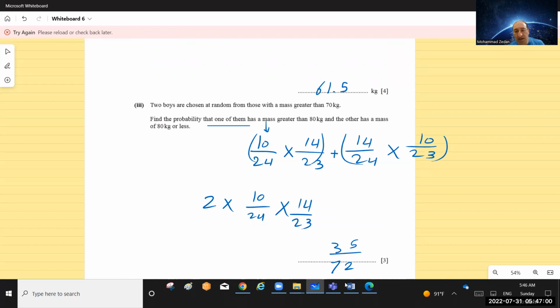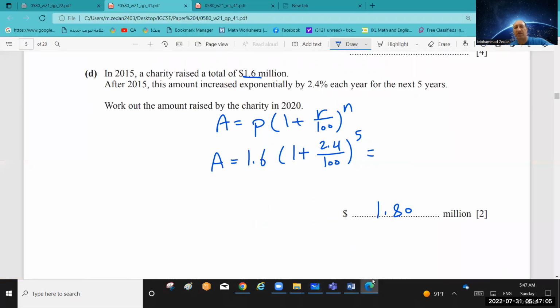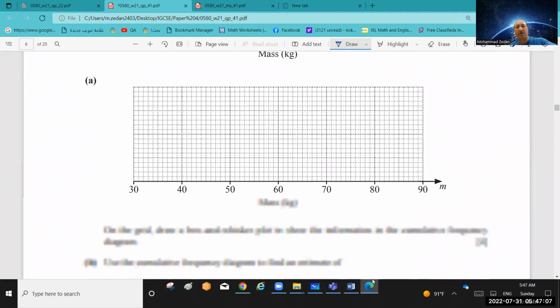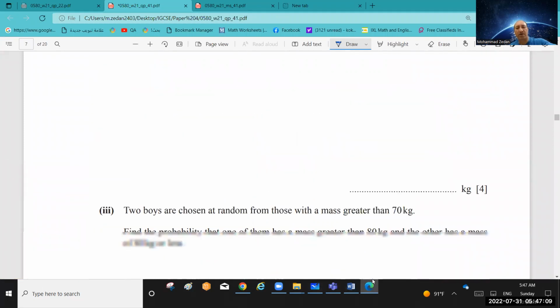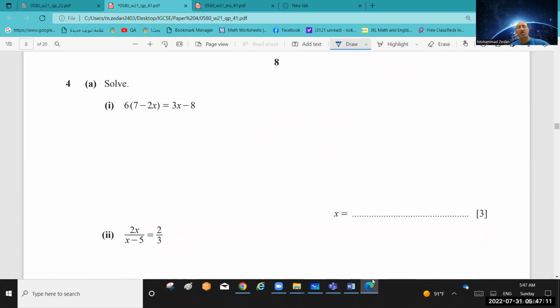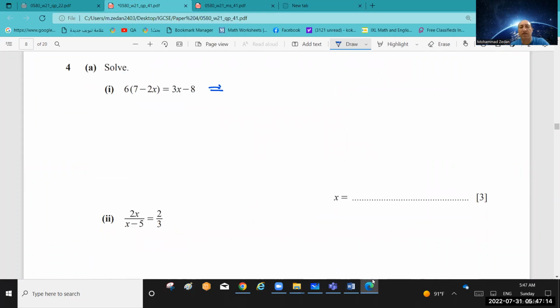The next question here is algebra, and I like algebra very much. It's easy and very simple. Look at the algebra. I solved this one already on the whiteboard. This is algebra. Solving equations is very easy. Follow me now. You can stop the video and do it yourself.